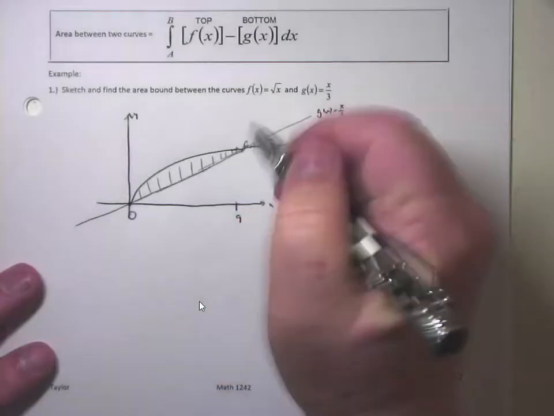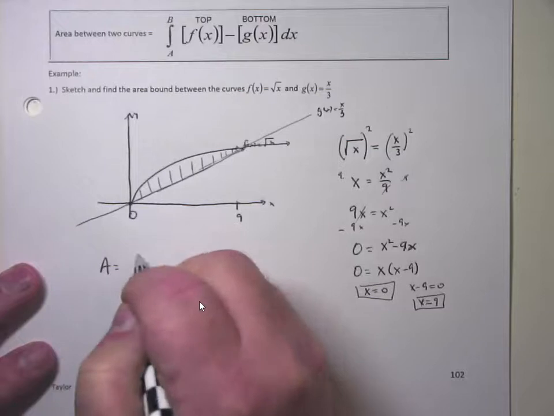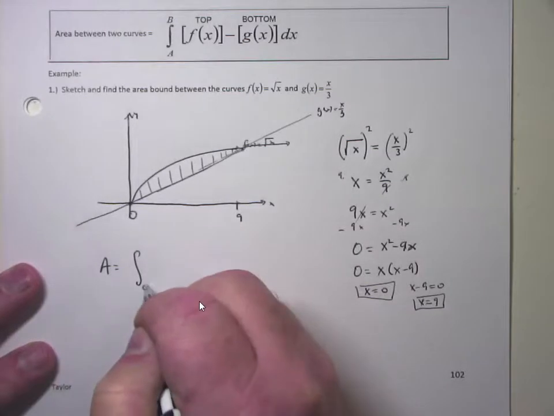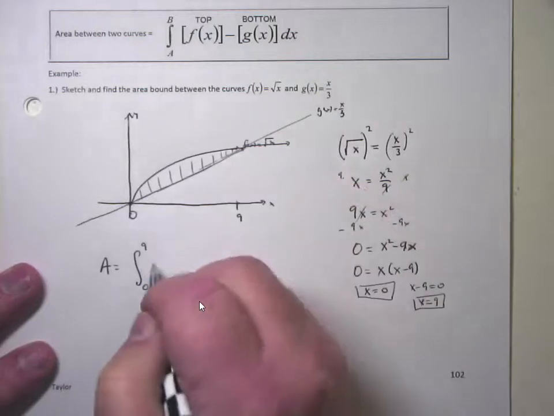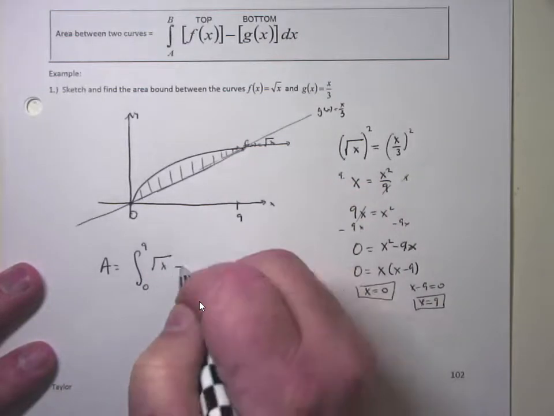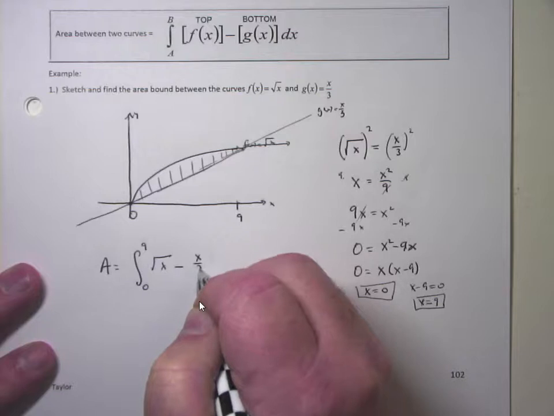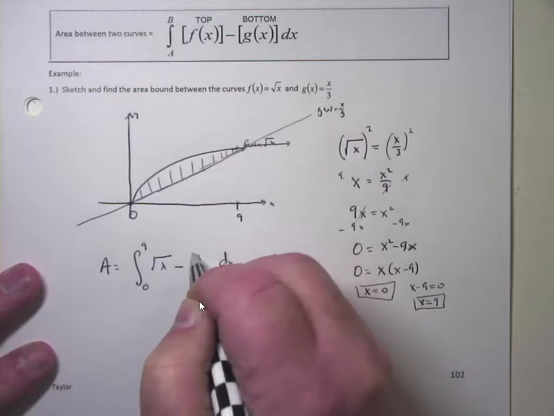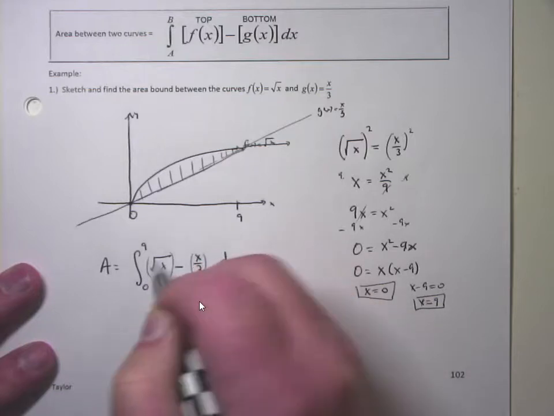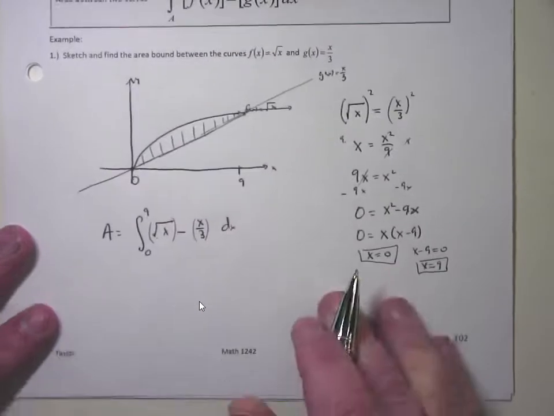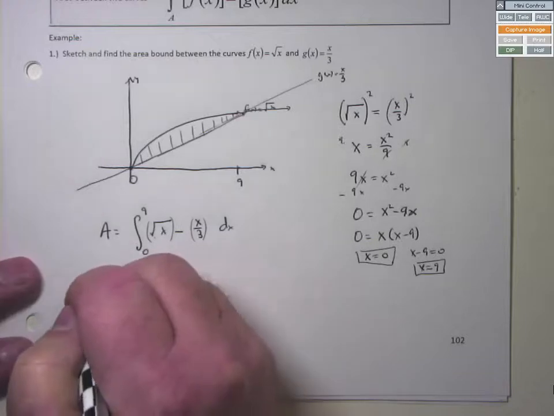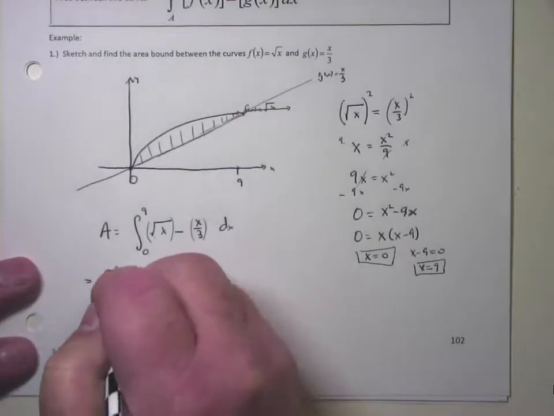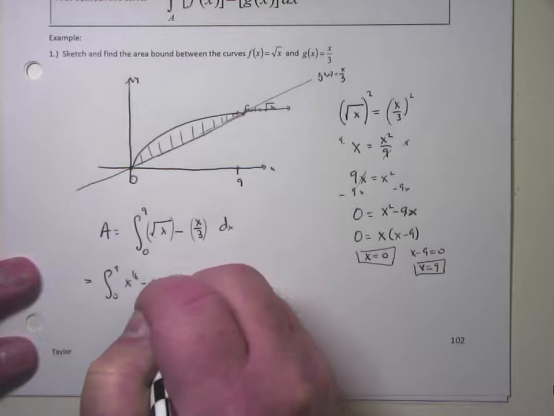So to find the area, it is the integral from a, which is 0, to b, which is 9, of your top function. The function on top is the square root of x, minus the function on the bottom, x divided by 3, dx. Top minus bottom. So now I'm going to integrate the guy, but I don't do square roots. So area is equal to the integral from 0 to 9 of x to the 1/2 minus 1/3 x dx, just cleaning them up.